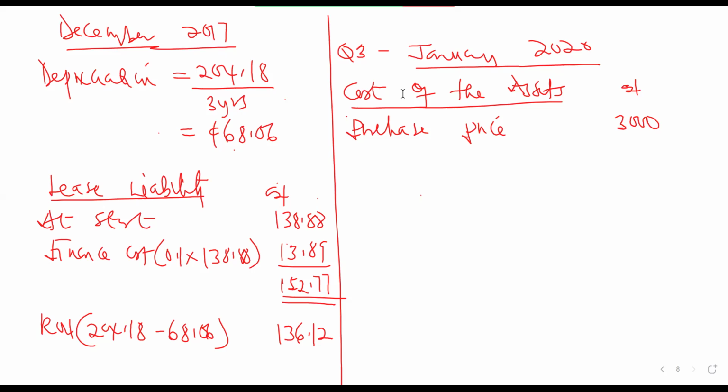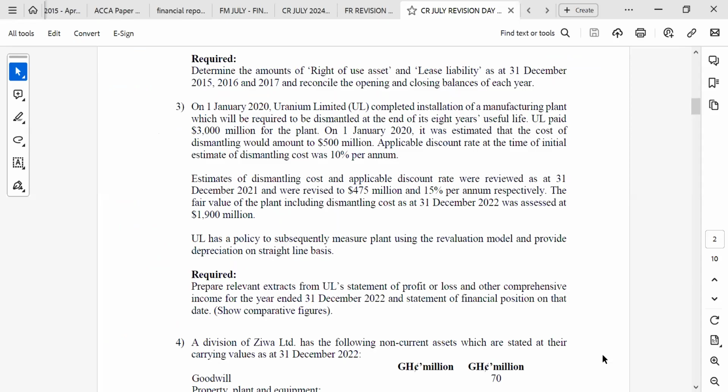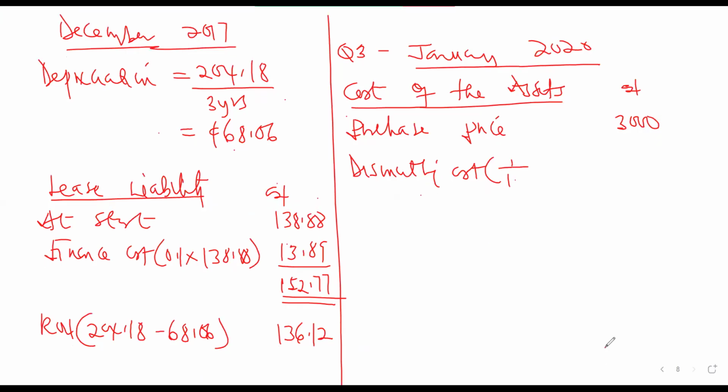We present value the dismantling cost and add it to this one. The amount is 500. This 500 will be paid in 8 years' time, so what is today's value of the 500? We present value this by multiplying 1 over 1.1 exponent 8 by the 500. So how much is 1 over 1.1 exponent 8?